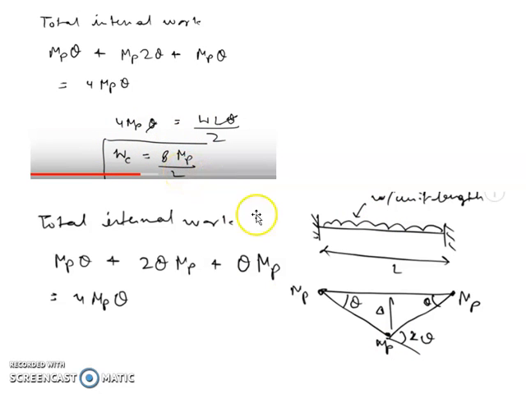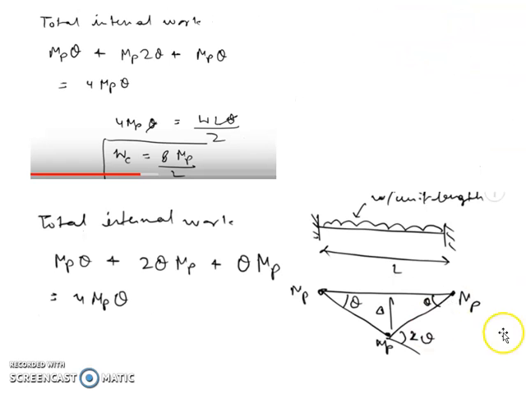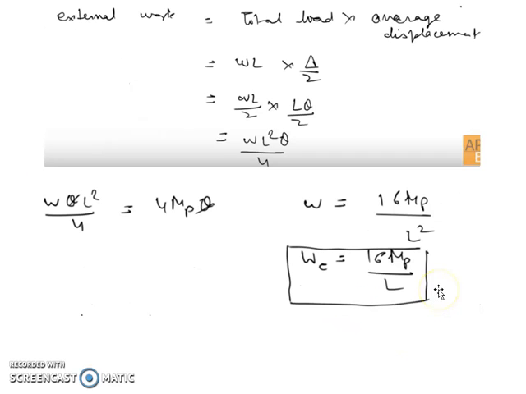Like that, another example: fixed beam subjected to UDL throughout the span. Total internal work done is nothing but how many internal hinges? 1, 2, 3 hinges. MP theta plus 2 MP theta plus MP theta. But coming to the external work done, it equals total load into average displacement. Displacement at center delta. Total work done is nothing but total load, w into L is the total load, into delta by 2, w L by 2 into delta, which can be written as L theta by 2. Therefore w L squared theta by 4. So equating these two, external and internal, we can get the collapse load w is equal to 16 MP by L squared.